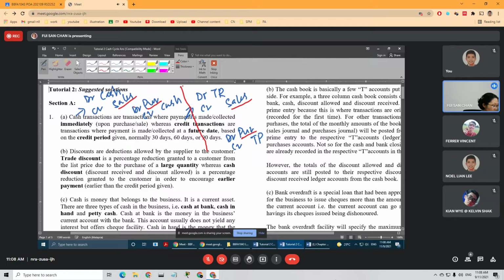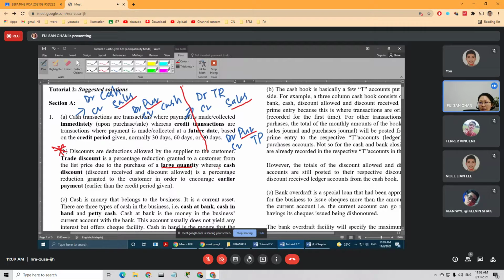Right. And the next question is trade discount and cash discount. Now, this is a popular question. If I am the examiner and I want to test you guys who are not very good in accounting, this is a good question to test your understanding. So what is the difference between trade discount and cash discount? Trade discount is given when you buy in bulk, meaning you buy a large quantity. When you buy in a large quantity, then we'll give you a discount. You must buy a lot.